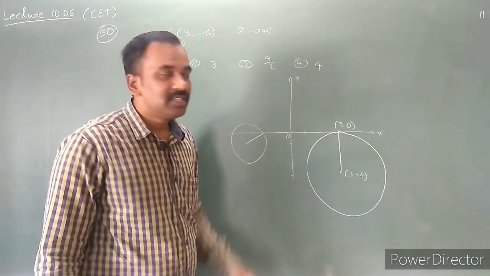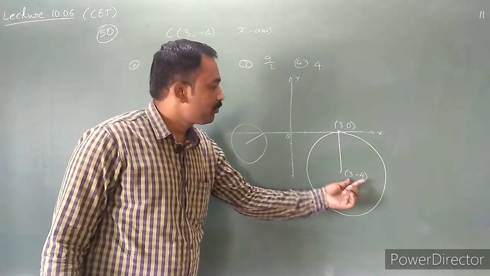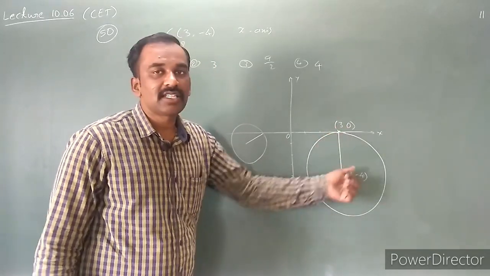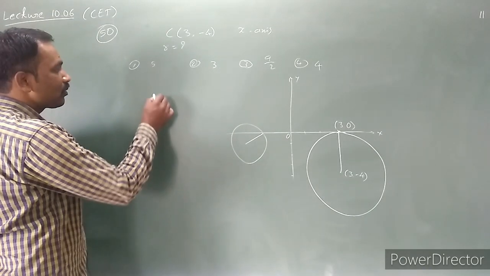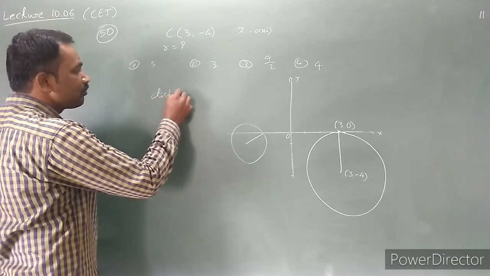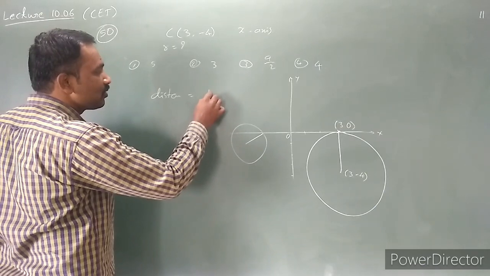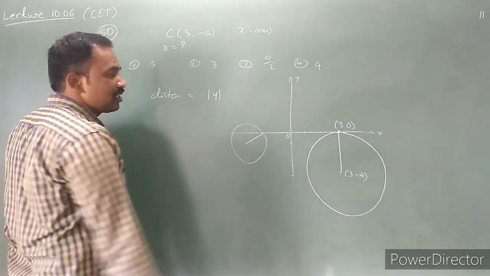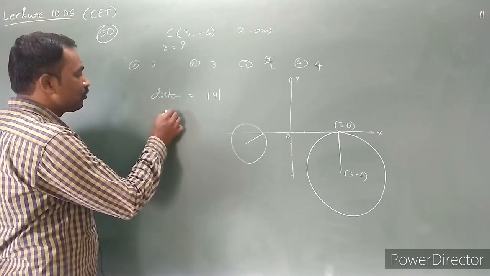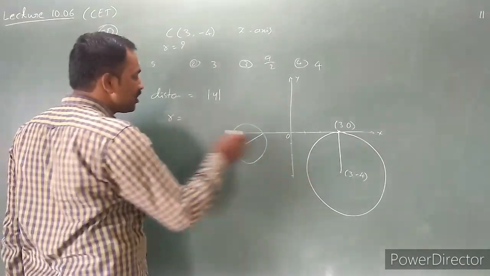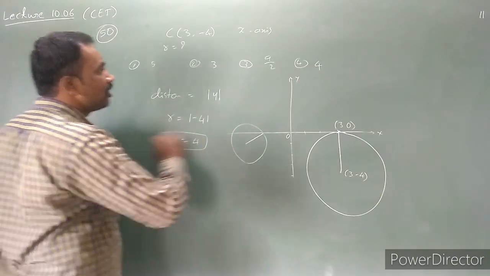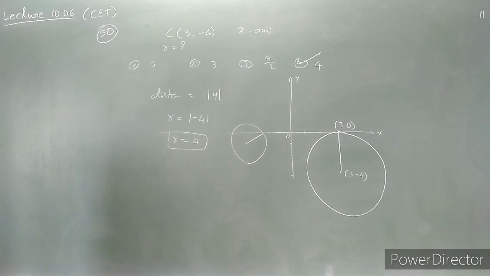Distance between the center and this point. Distance of a point from the x-axis. What is the distance of a point from the x-axis? The required distance of a point from the x-axis is equal to mod of y units. Do you remember that one? What is the mod of y unit? Therefore, distance is nothing but radius. Radius is equal to mod of minus 4. So radius is equal to how much? 4 units. So the required answer: radius of the circle is equal to 4 units.